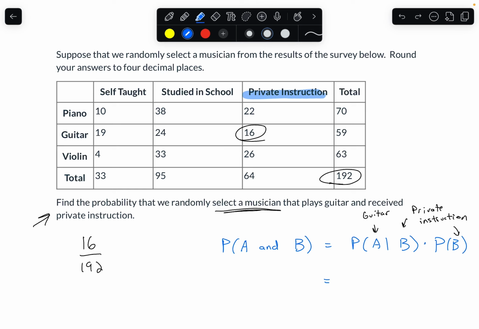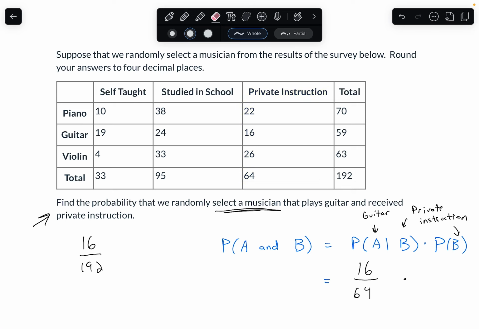So that would mean I am only considering this column, the private instruction column. So I have a total of 64 of those individuals. So 64 individuals that received private instruction. How many of them played guitar? Well, again, there's 16 of those individuals. So 16 out of a total of 64. There's my first part. Times the probability of B, the probability that they received private instruction.